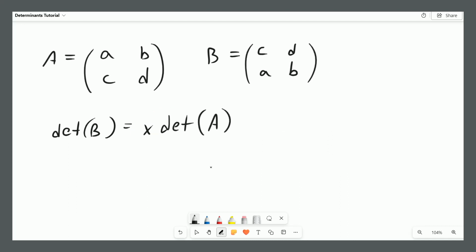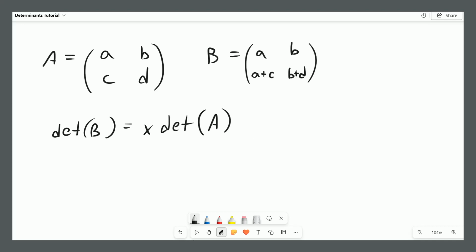Okay, so very similar question, except B is different. B is equal to CD in the first row and AB in the second row. And we want to know, determinant of B equals what times the determinant of A? Well, what happened with B is we just switched 2 rows of A, and that makes the determinant negative. All right, so there we go. Determinant of B equals negative determinant of A. Let's go on to the next.